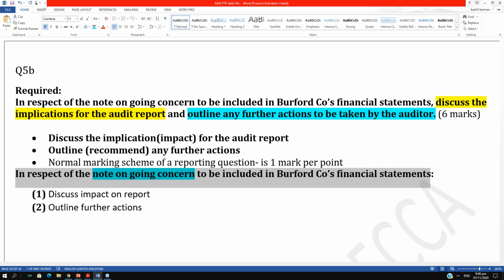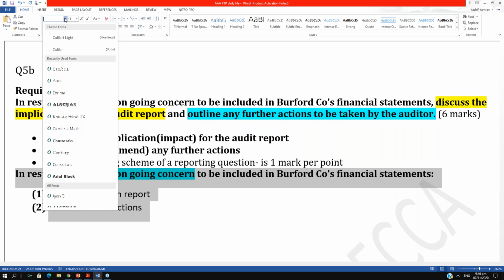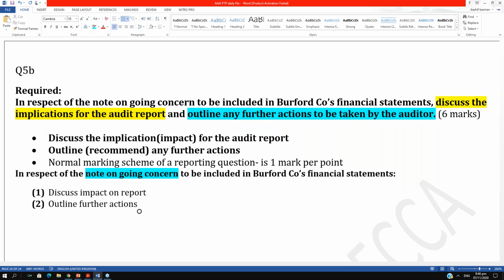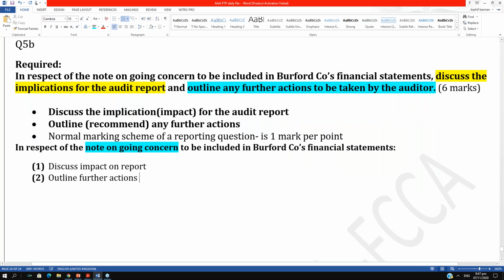Right now, I'm showing you the case study. You will read the case study in like 2 minutes, and then tell me how you would go about discussing the impact on the report. Are you all ready to read the case and tell me the answer for discuss impact on report and outline further actions? What you need to read from the case is the note on going concern to be included.